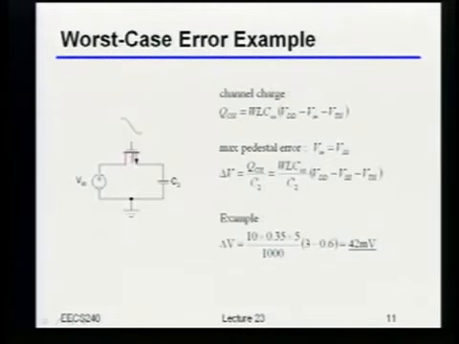Because once I've sized this switch to get a certain speed, that size was set by this capacitance. So this ratio here basically ends up being a fixed number. Okay? And if you just walk through what those numbers are, you can very easily get 40, 50, even 100 millivolts types of pedestal errors. Okay? And I think I did this with like a 0.35 micron process, but the numbers aren't actually all that different for your technology. Okay?